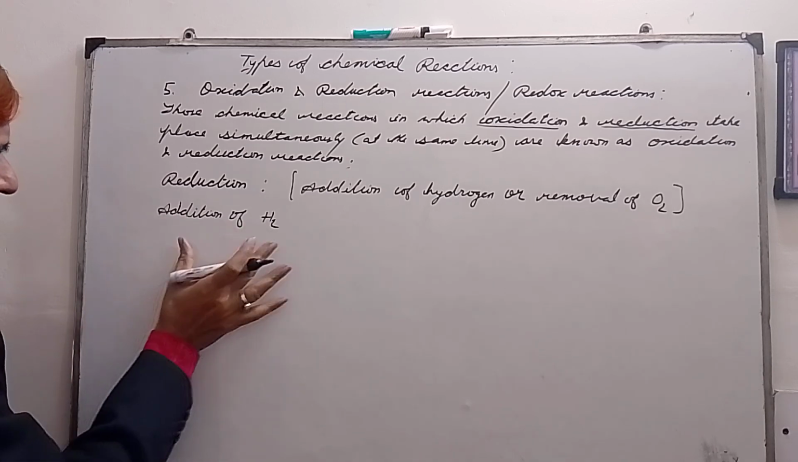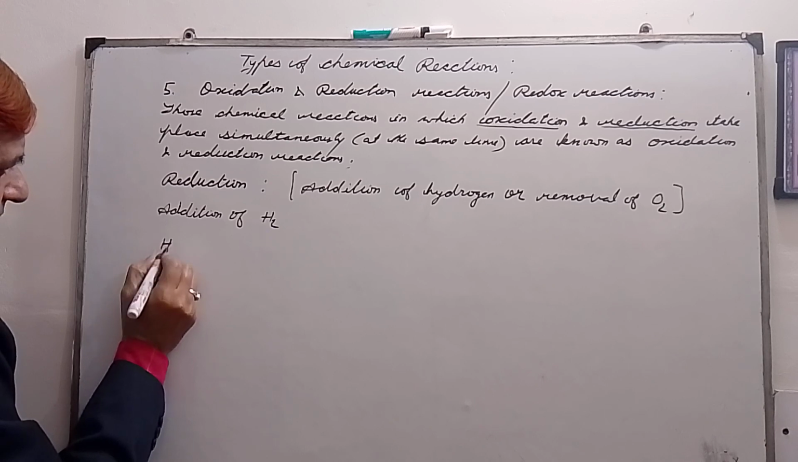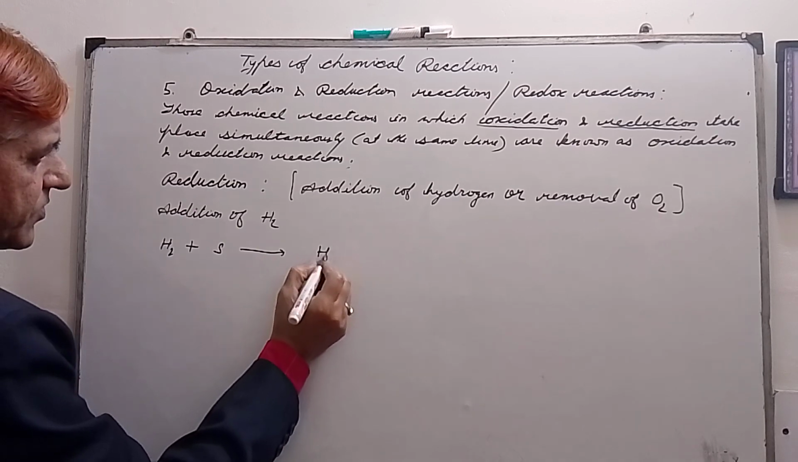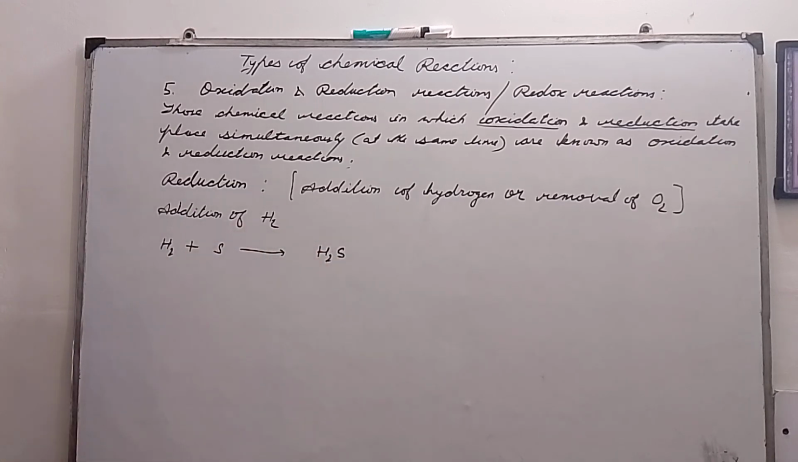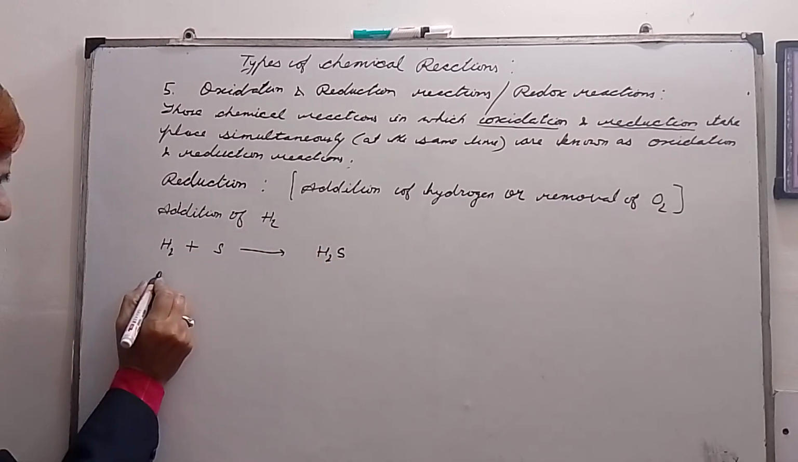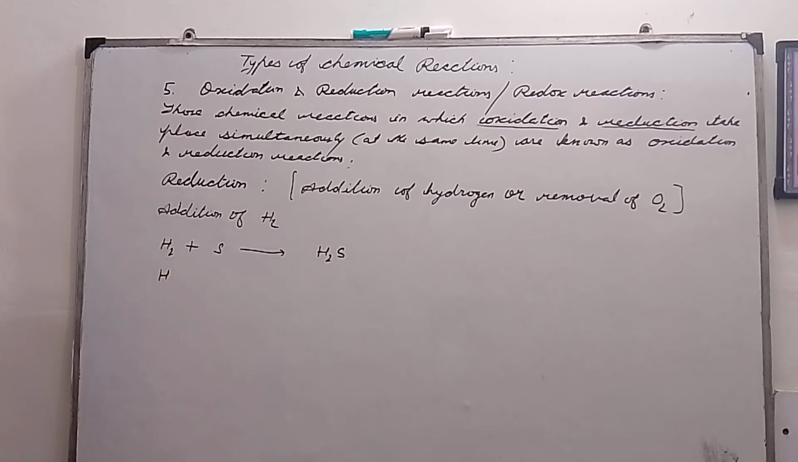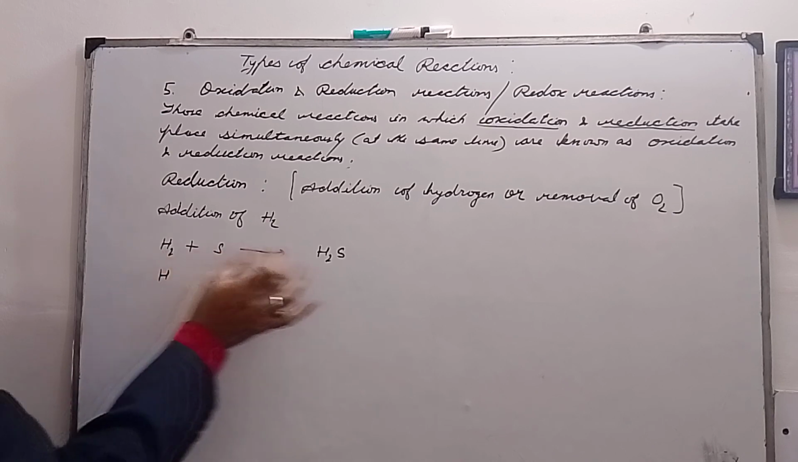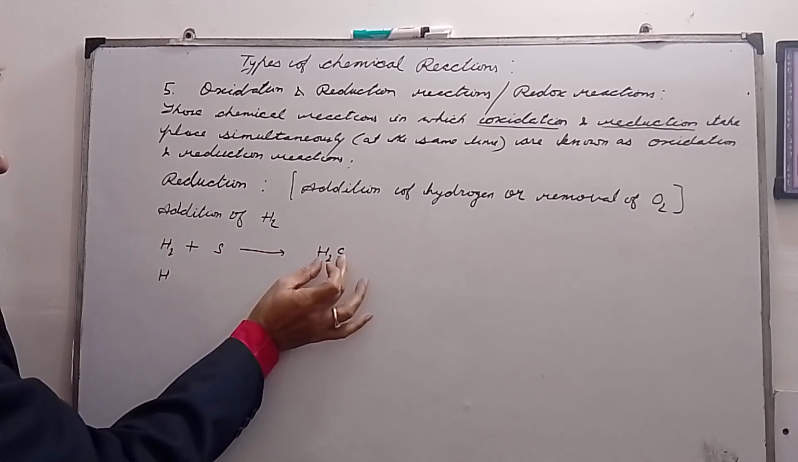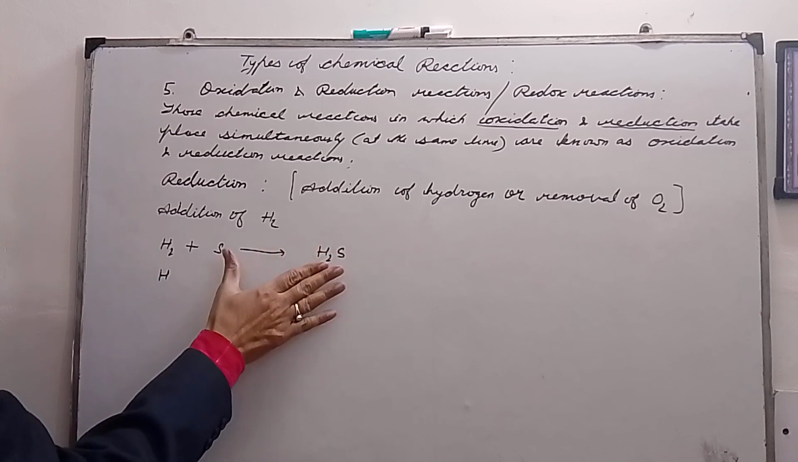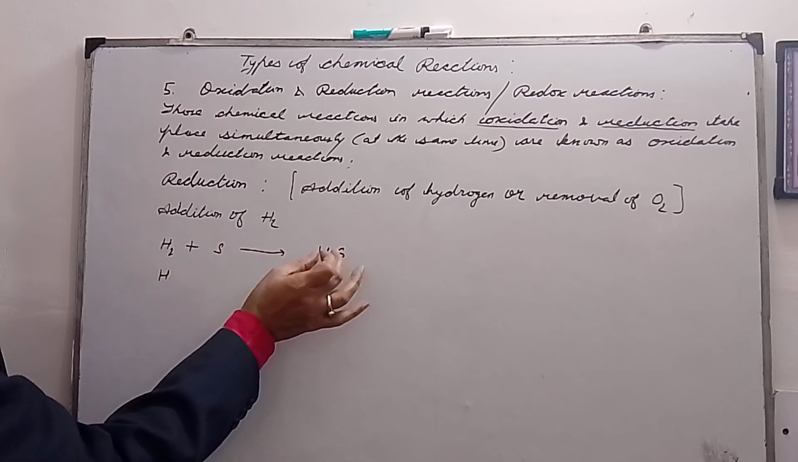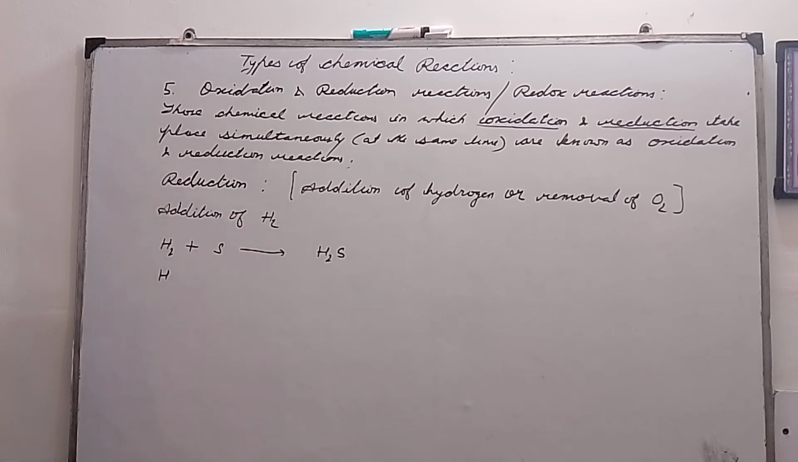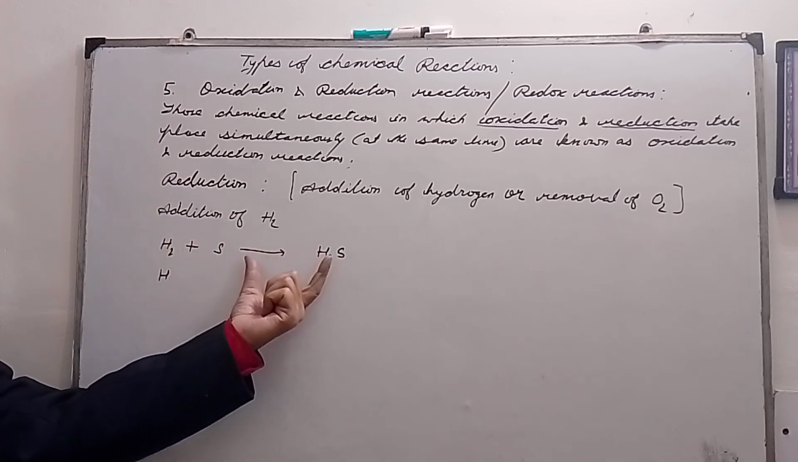For example, we have hydrogen plus sulfur is equal to hydrogen sulfide. Now here in this reaction, what is happening? Hydrogen is getting added, so hydrogen sulfide is getting formed. So hydrogen is getting added, so this reaction is reduction. And at the same time, this is also a combination reaction.